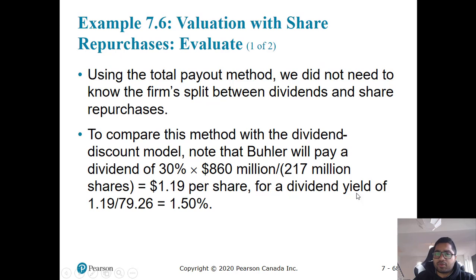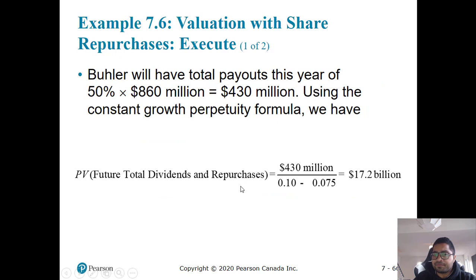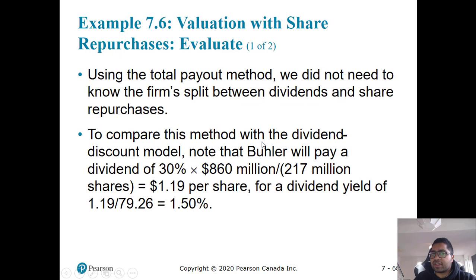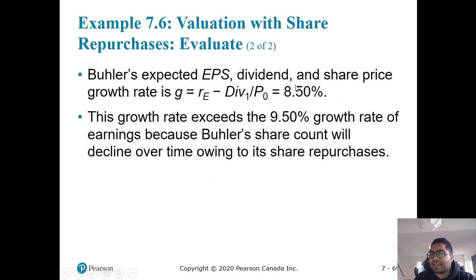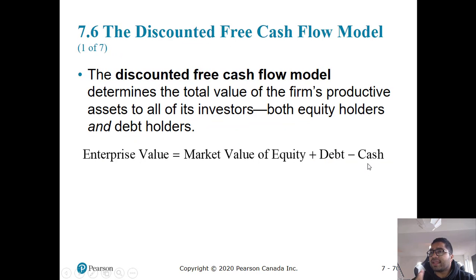It was assumed to be 7.5% here, right? Because of share repurchases, the future dividend growth rate goes up. It goes to 8.5%. So this growth rate exceeds the 9.5% growth rate of earnings because share count will decline over time owing to share repurchases. The bottom line was, whenever you do share repurchases, the future dividend goes up.